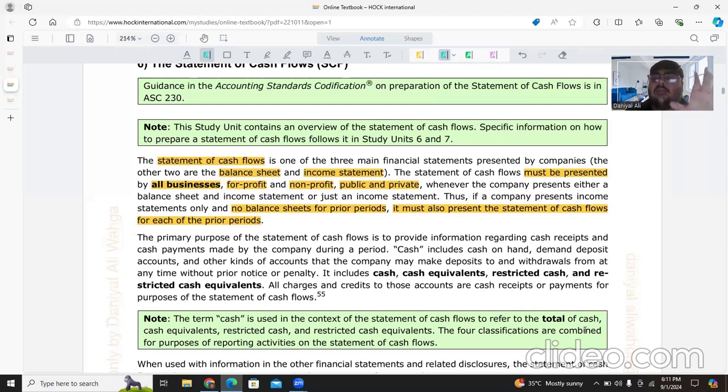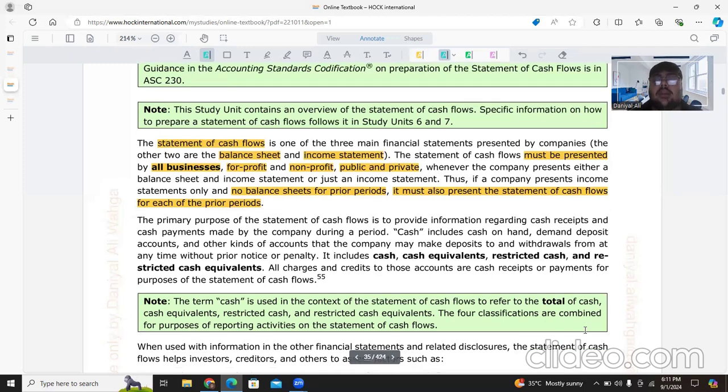Next, if you present the company's income statement only, and there is no balance sheet data for the current year or the previous years, you are then required to prepare cash flows as well. You are required to present the income statement as well as cash flows. It further states: the primary purpose of a statement of cash flows is to provide information regarding cash receipts and cash payments.